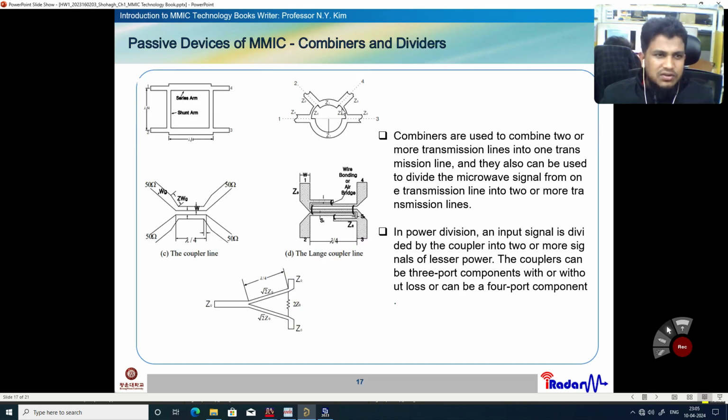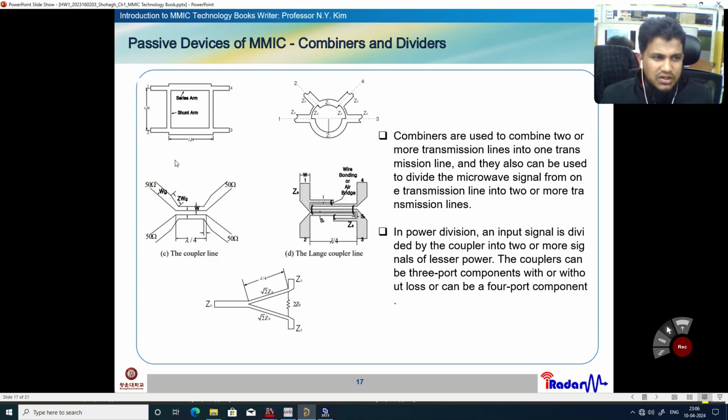So the last one is combiners and dividers. Combiners, from the name we understand, are used to combine two or more transmission lines into one transmission line. They can also be used to drive the microwave signal from one transmission line into two or more transmission lines. In power division, an input signal is divided by the coupler into two or more signals, and the couplers can be 3-port components with or without loss, and they can be 4-port components also.